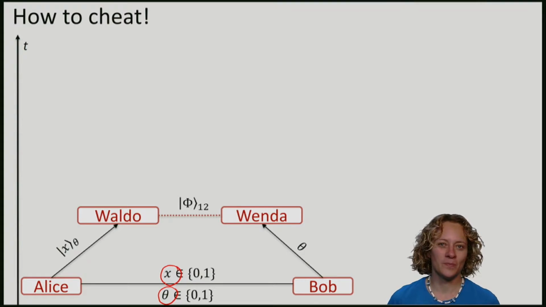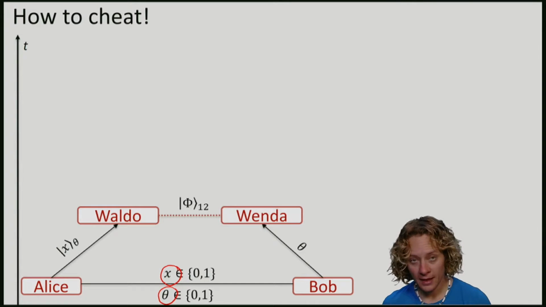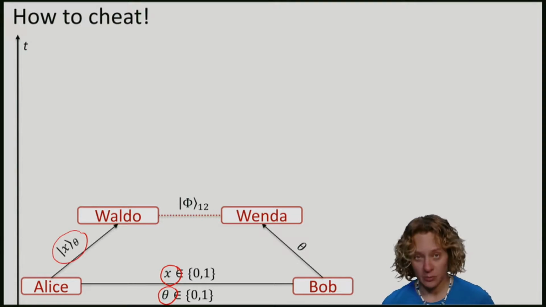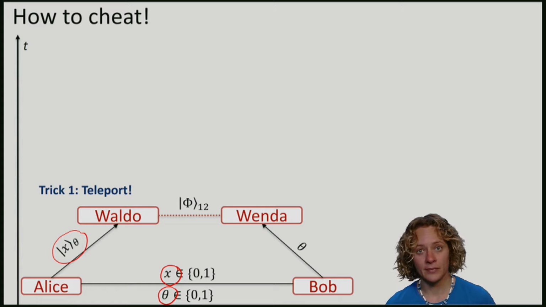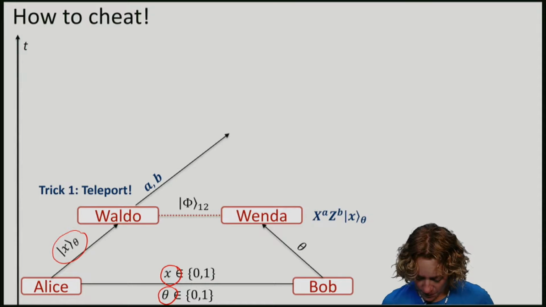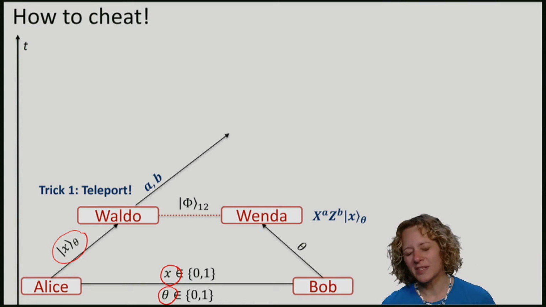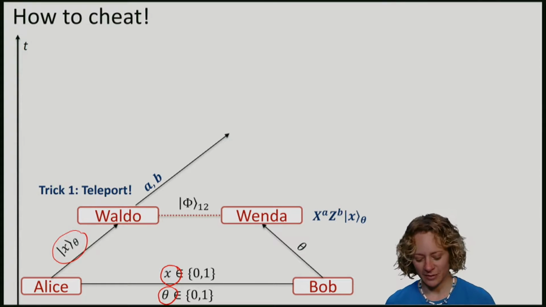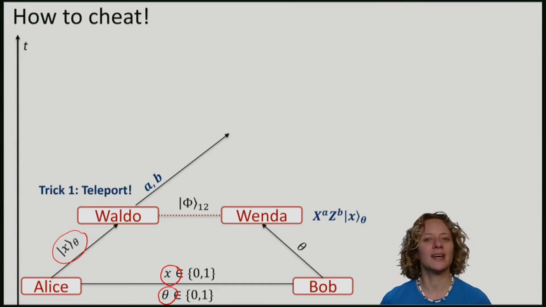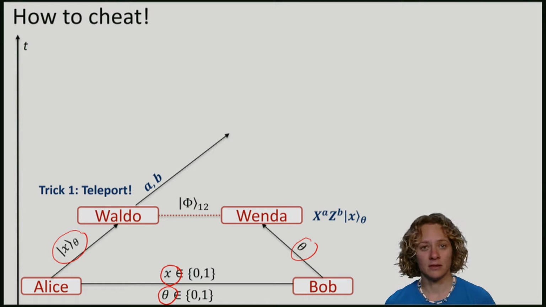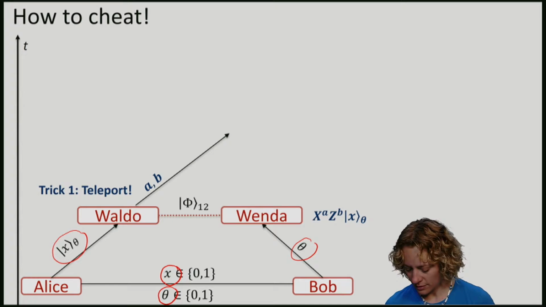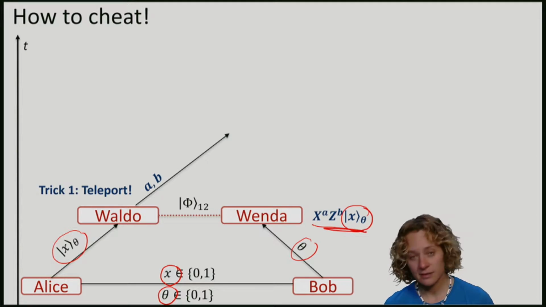So what does Waldo do? Waldo takes the incoming qubit and immediately performs quantum teleportation. Namely, he takes the state and he teleports it to Wenda. Meaning he measures in the Bell basis, getting two outcomes, A and B. He keeps A and B himself and also immediately sends them to Wenda. Wenda, at this point in time, already has the basis theta, as well as X^a Z^b applied to the basis element, namely x encoded in the basis theta.